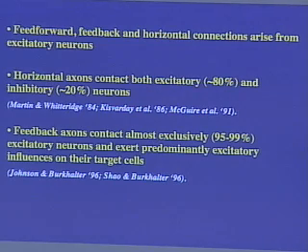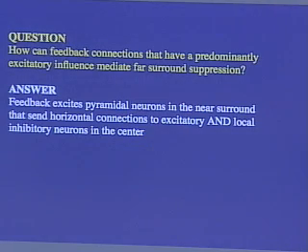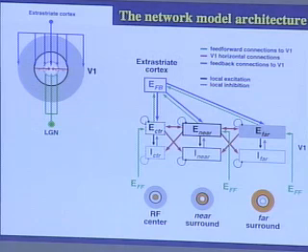So the question is, how can feedback connections that have a predominantly excitatory influence mediate far surround suppression? If you want suppression, you need inhibition, right? So our proposal is that feedback connections excite pyramidal neurons in the near surround in V1 that then send monosynaptic horizontal connections to excitatory and local inhibitory neurons in the center. I'll show you this in a minute.